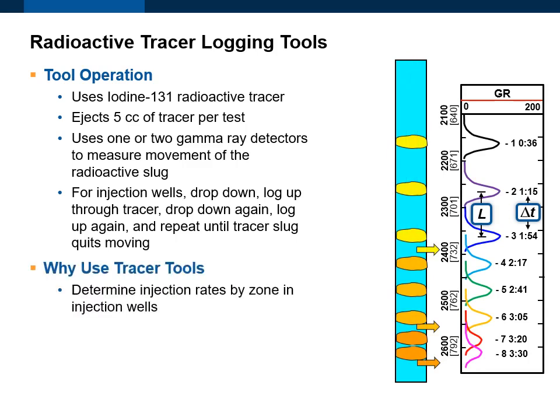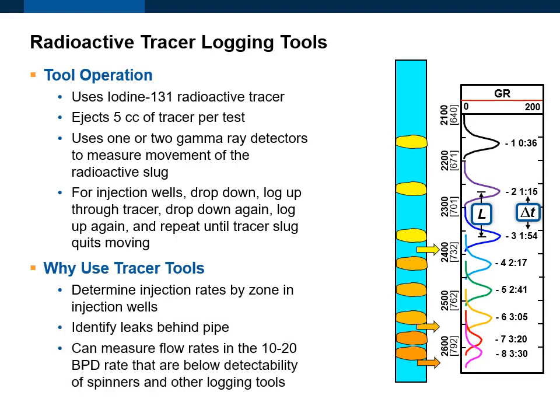We can determine injection rates by zone in injection wells by determining the velocity of the movement of the radioactive slug. We can identify leaks behind pipe. We can measure flow rates in the 10 to 20 barrels per day range that are below detectability of spinners and other logging tools.